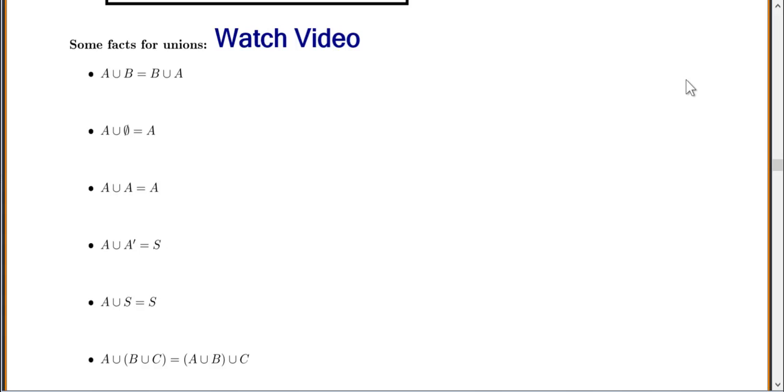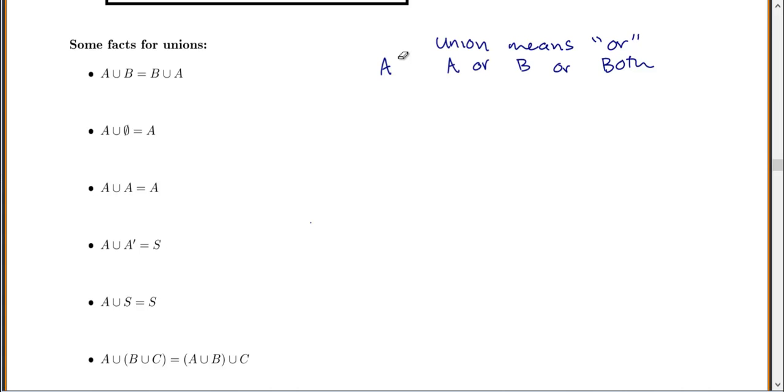Now at this point, we've skipped ahead, so now we've talked about unions. And remember, a union is an OR. So it's wherever we have A or B or both. So let's remind ourselves, A or B or both. If you're talking about A union B, A union B means A or B or both.